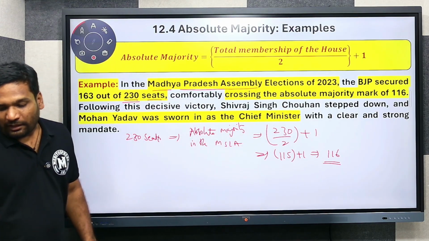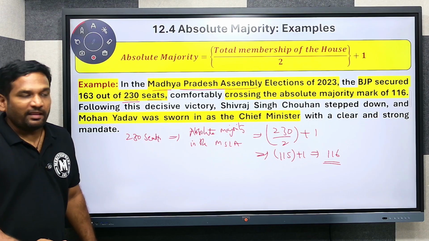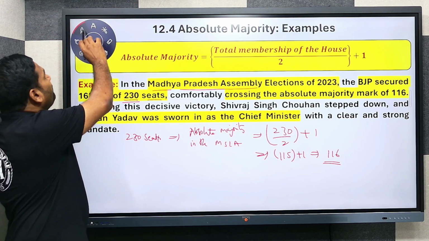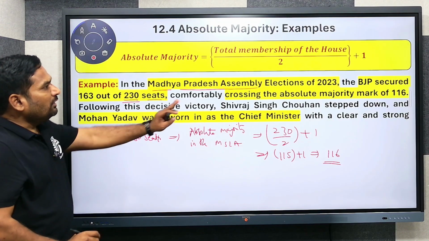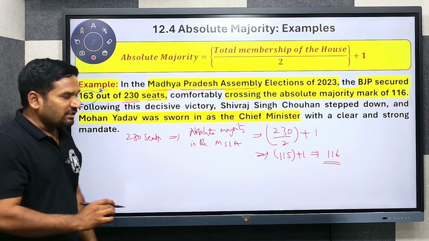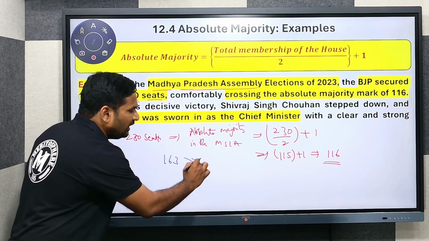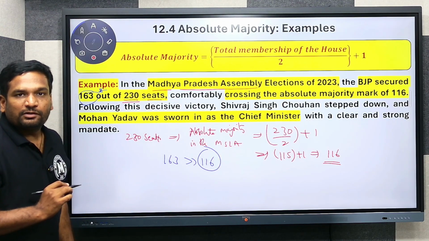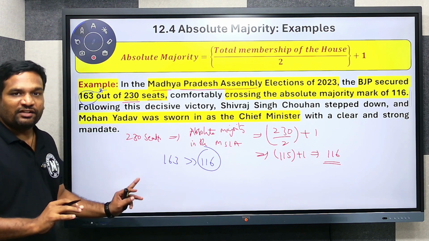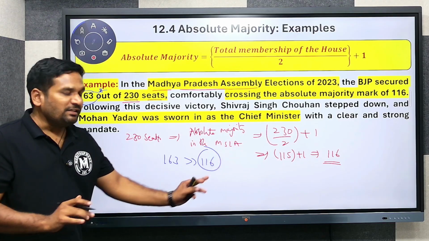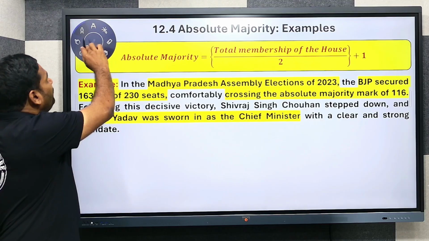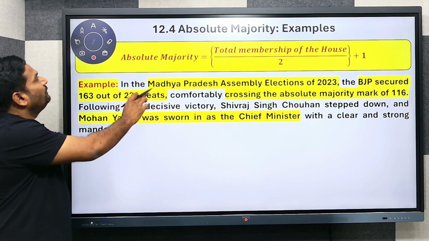So the party which gets at least 116 seats is allowed to form the government. Now the BJP secured a total of 163 seats. So 163 seats is much greater than the required 116. 116 is the minimum number of seats required to form the government in Madhya Pradesh. But the BJP has got 163 seats, which is much greater than 116. So the BJP is allowed to form the government in the state of Madhya Pradesh. Right. So with this, we conclude the examples of absolute majority.